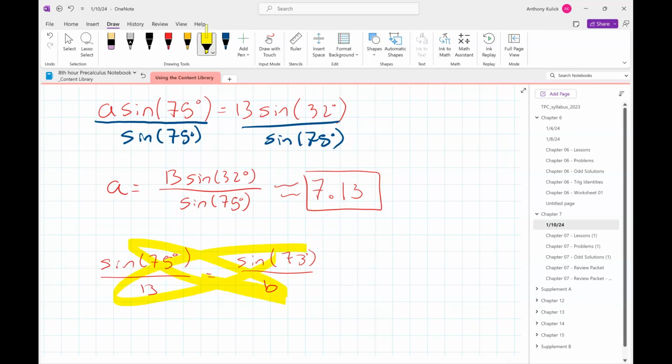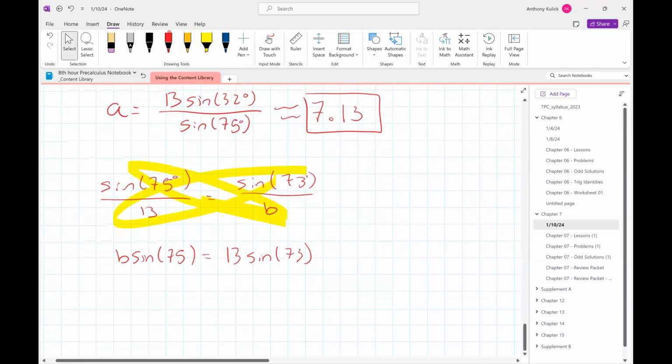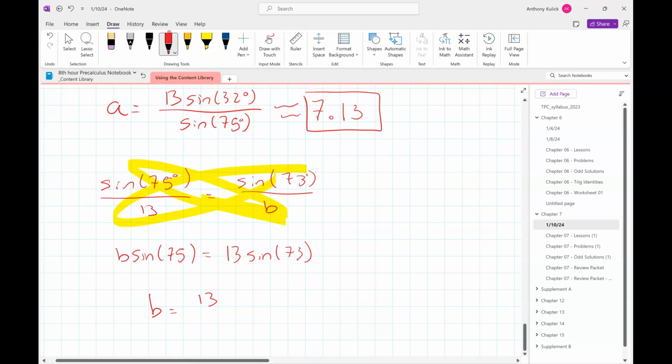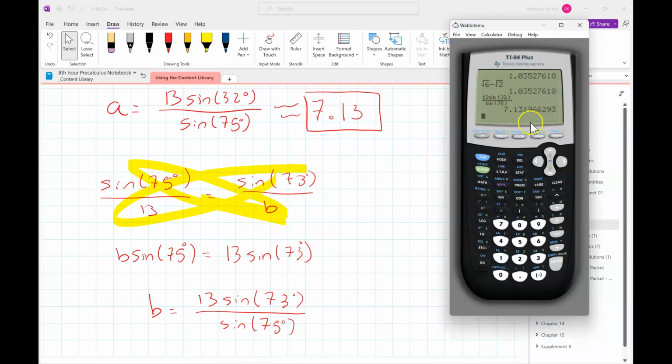Again, we'll cross multiply. So b sine 75 equals 13 sine 73. We'll divide both sides by sine 75. I'm just going to say the words and not write the work. Is everybody okay with me doing that here? Okay. As we keep doing these problems, I'm going to show less and less work. But the first time through, I'm going to show it all, and then we'll just say what we're doing.